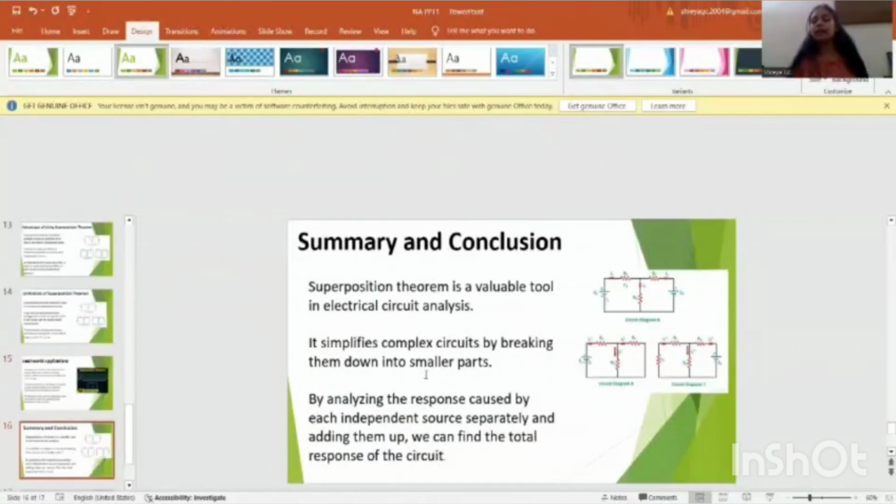At last, we conclude that the superposition theorem is a valuable tool in electrical circuit analysis. It simplifies complex circuits by breaking them down into smaller parts. By analyzing the response caused by each independent source separately and adding them up, we can find the total response of the circuit.